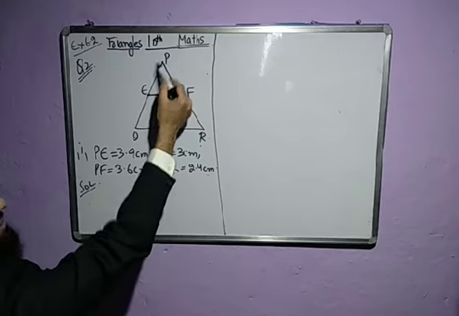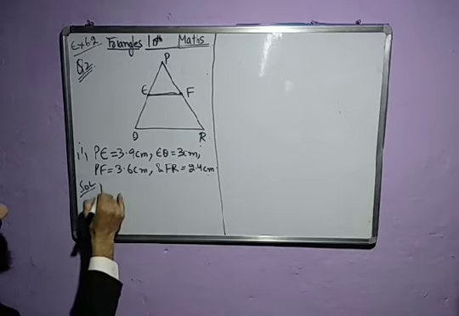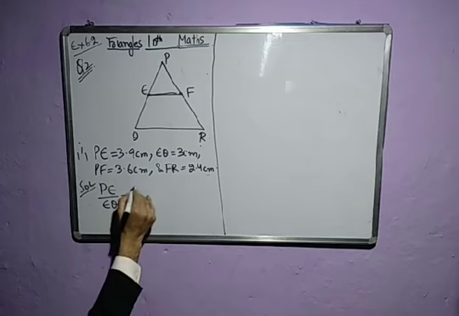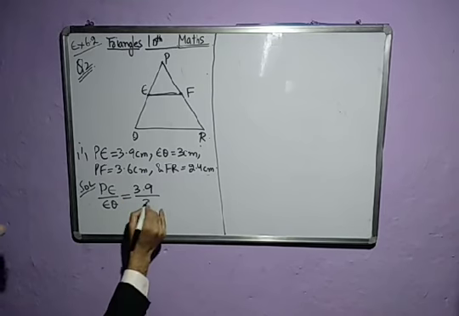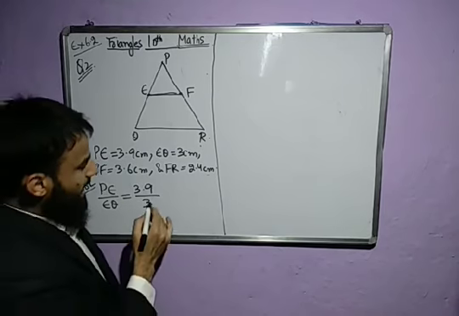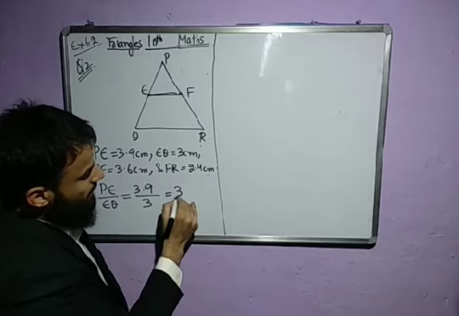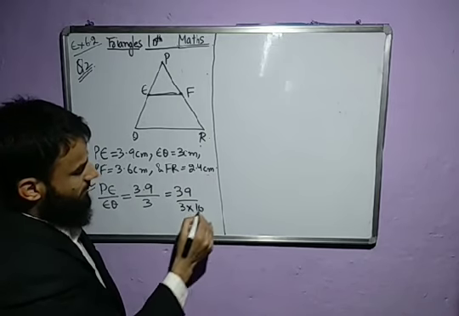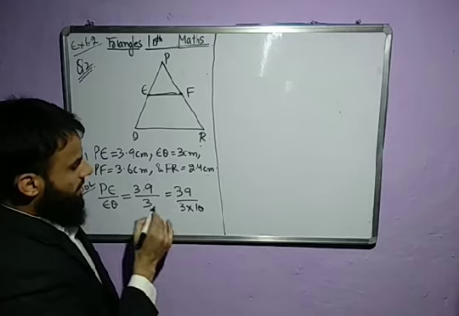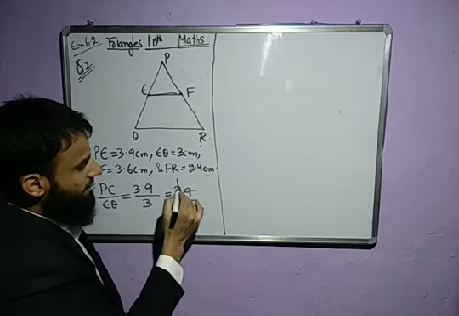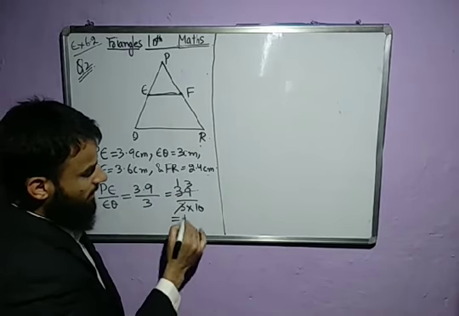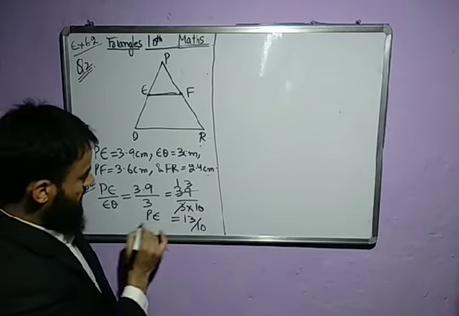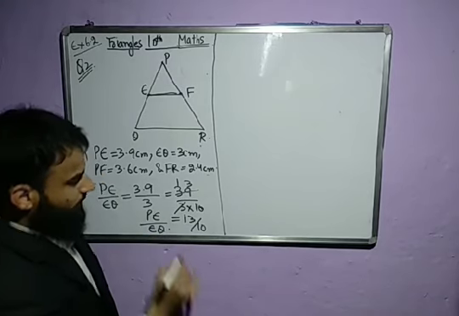We'll calculate the ratio PE divided by EQ. So what will that be? PE divided by EQ will become 3.9 divided by 3. Okay. I can write this 3.9 as 39 divided by 3 into 10. Now 3 ones are 3, 3 threes are 9. So I got 13 divided by 10. So this is my PE by EQ.